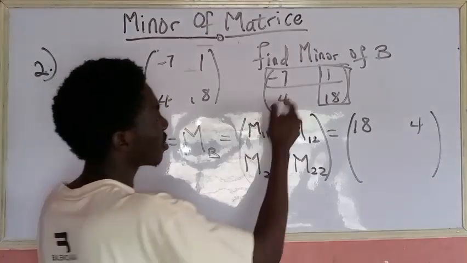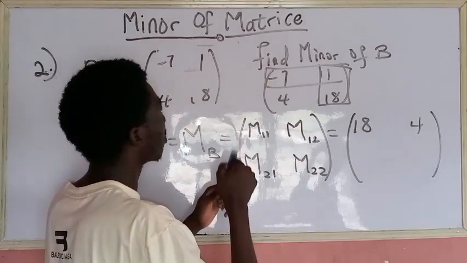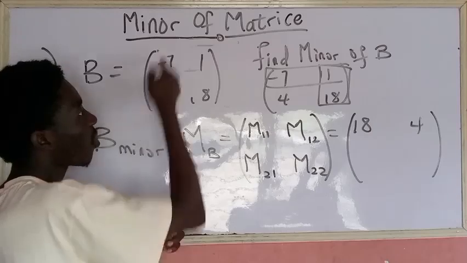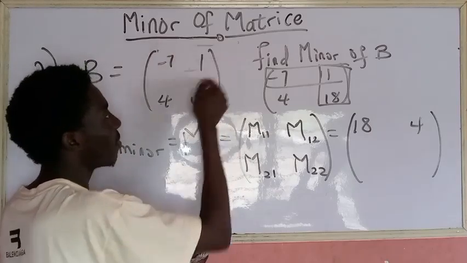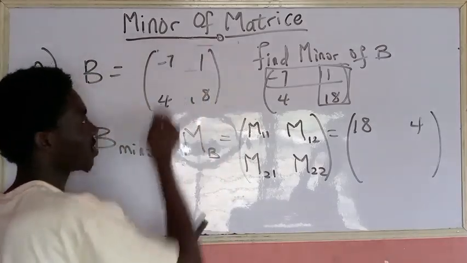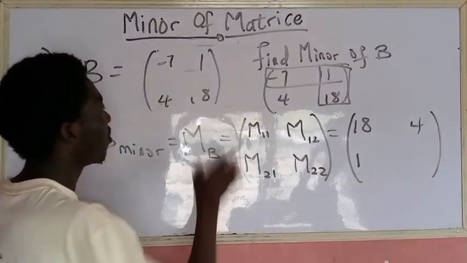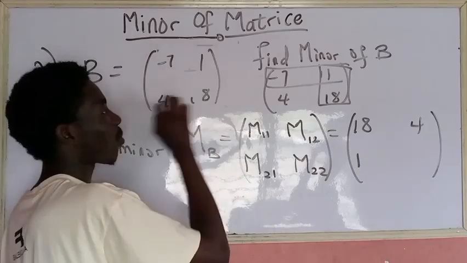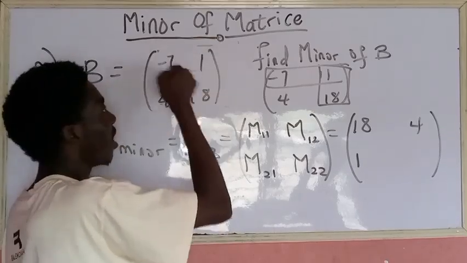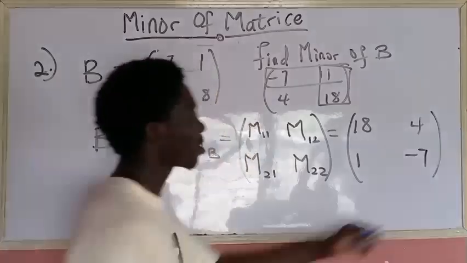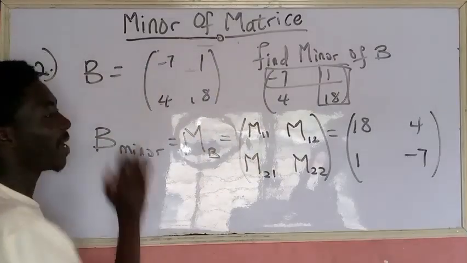Next one, the minor of this position. The 4 covers this column and this row. I'm left with a 1. So I'll put a 1. Last one, 18 occupies this column and this row. I'm left with a minus 7. So that should be the minor of matrix B.